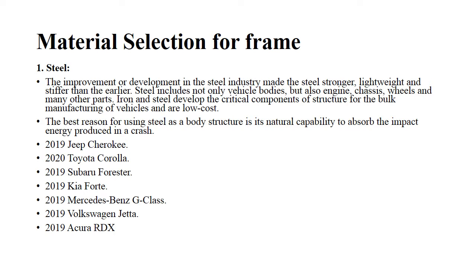You can see steel frames used in the 2019 Jeep, Toyota Corolla, Kia Forte, Mercedes-Benz, Volkswagen Jetta and Acura RTX. All these cars use steel. You can also think of other cars which you're aware of.